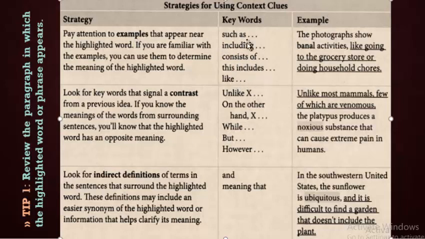For example, see: the photograph shows banal activities. I don't know what you mean by banal activities. Like going to the grocery store or doing household chores. So here, like is used as an example. Going to the grocery store and doing household chores.